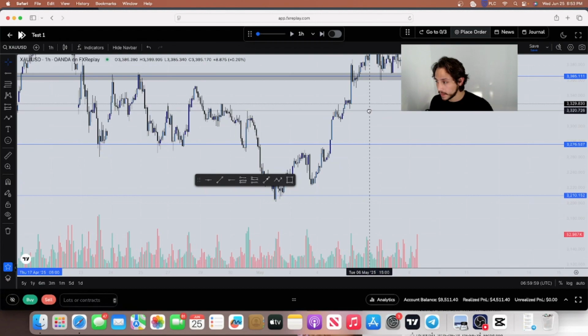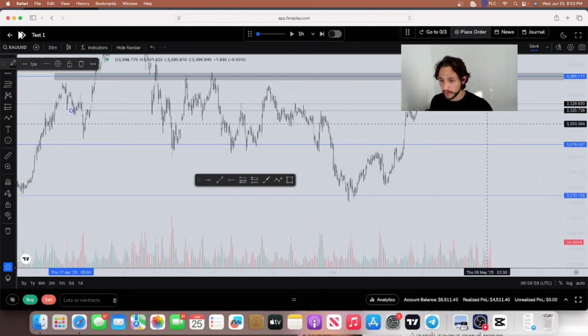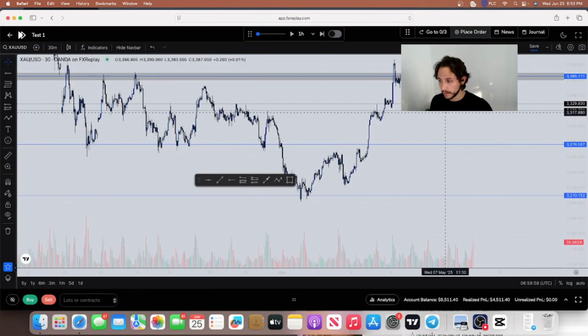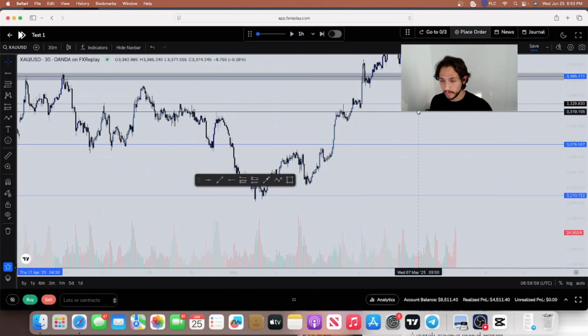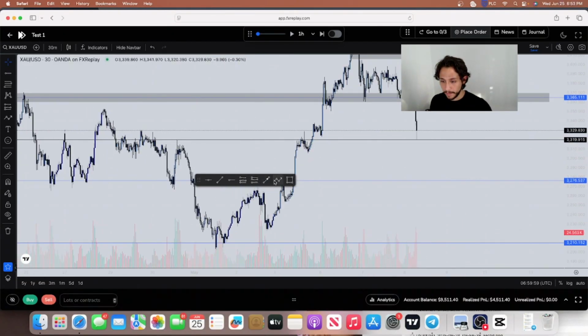33.20. Let's go into lower time frame. 33.20. Having a bullish reaction from it, maybe. All right, so let's see. We're either going to be waiting for a bounce towards these zones or a continuation of sell if we break underneath.